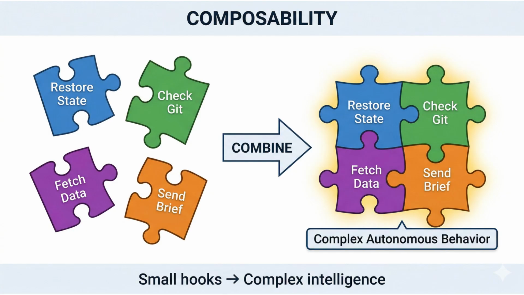Fourth, hooks compose beautifully. We can have multiple hooks for the same event. Session start can restore state and check for Git changes and fetch latest market data and send a morning briefing. Each hook is a small, focused script. Together, they create complex autonomous behavior. It's like Unix pipes for AI automation.